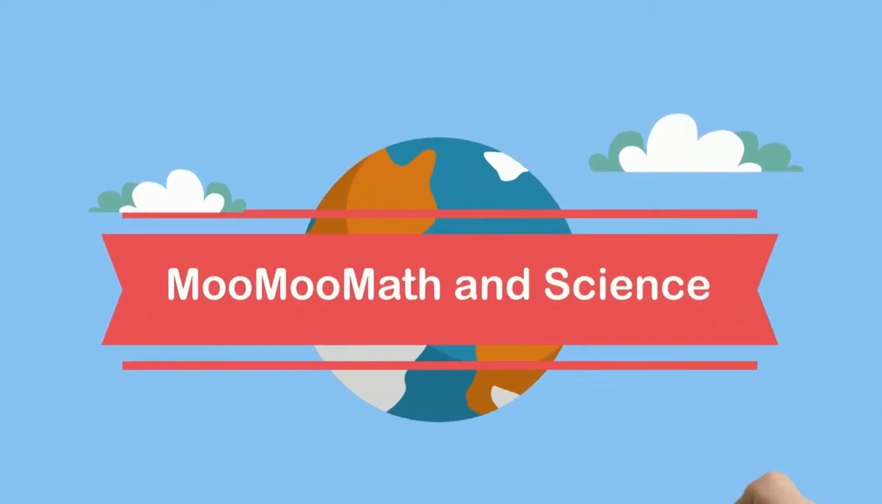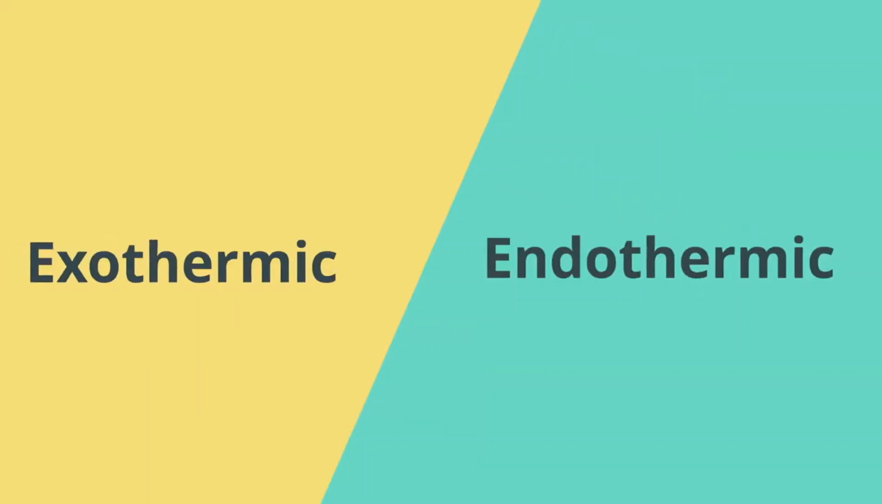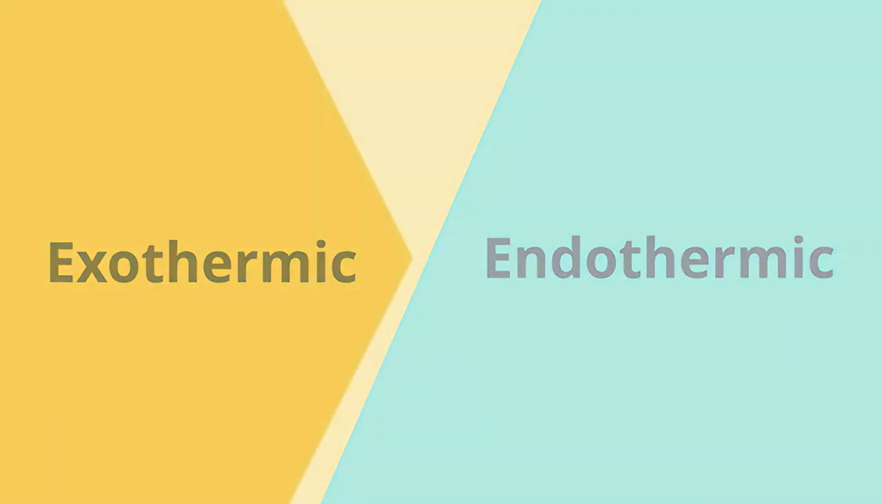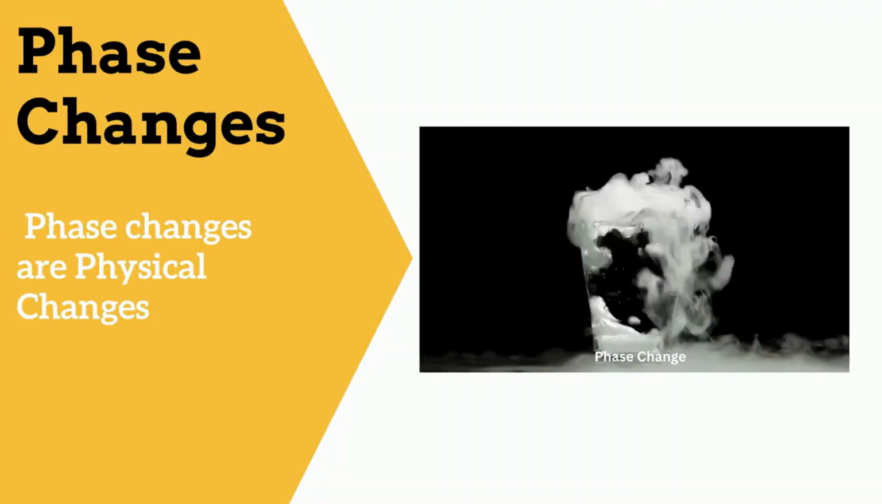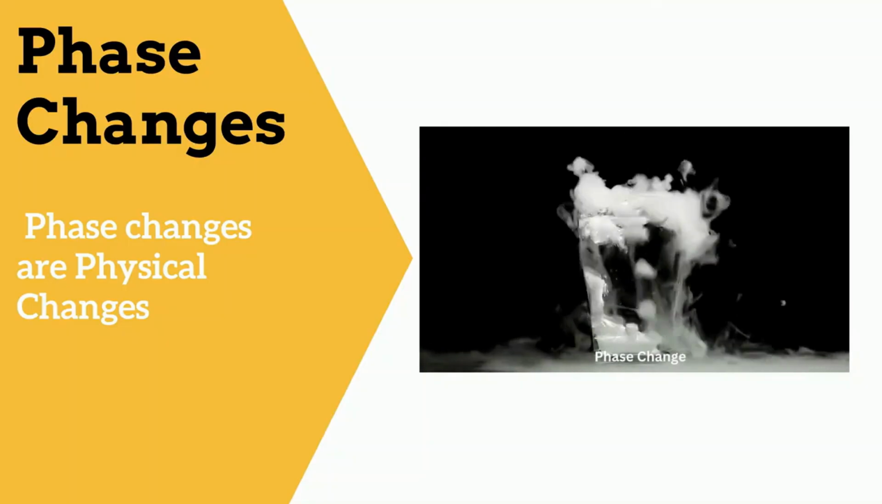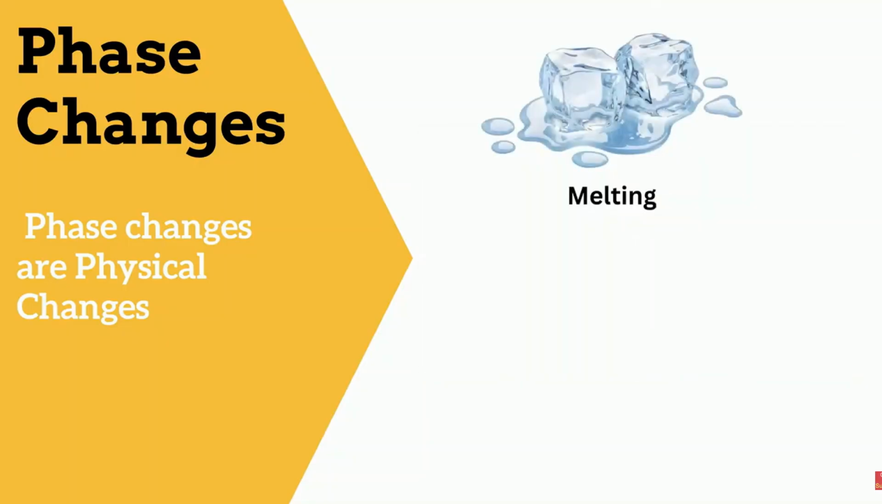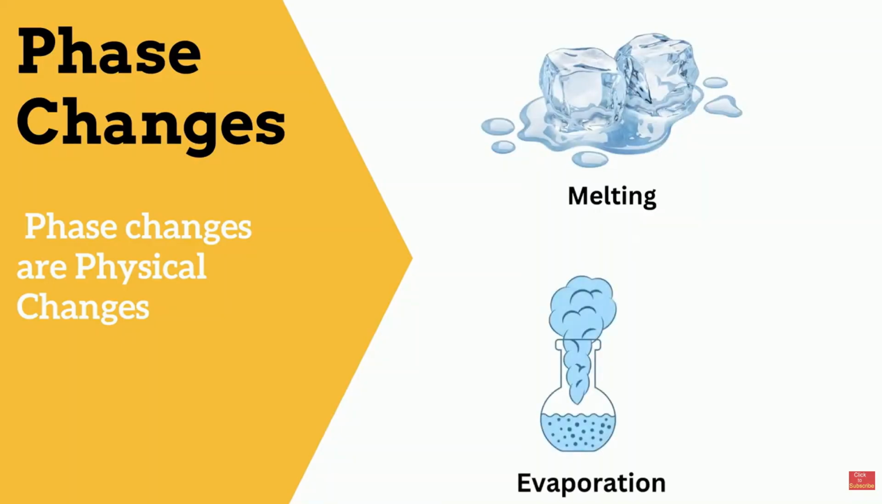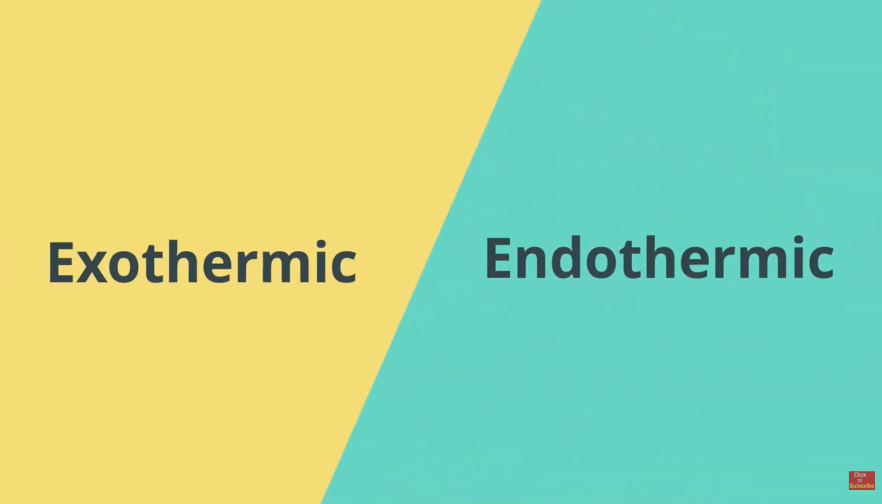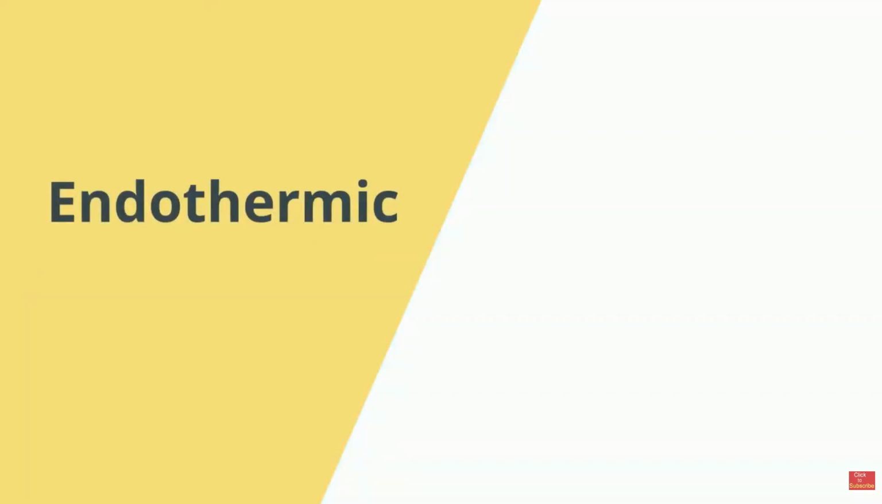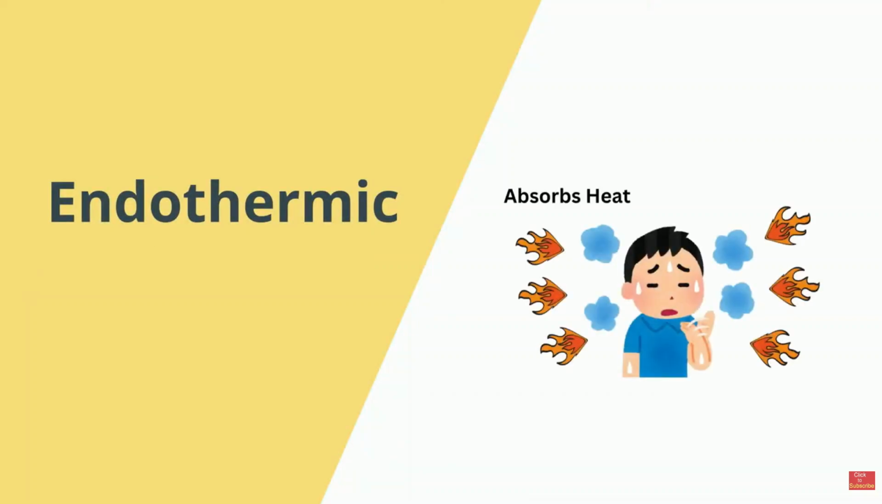Welcome to Moo Moo Math and Science and endothermic and exothermic phase changes. Phase changes are physical changes that occur when a substance changes from one state of matter to another, such as a solid to a liquid or a liquid to a gas. Phase changes can be either endothermic or exothermic. An endothermic phase change is a phase change that absorbs heat from the surroundings. This means that the temperature of the surroundings will decrease as the substance undergoes the phase change.